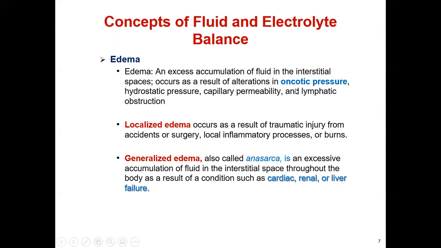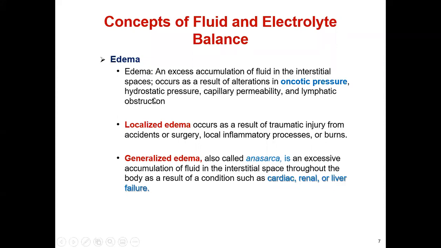What is oncotic pressure? Pressure because of protein. So the liver produces protein, and protein has a pressure which is called oncotic pressure. Imagine a patient has a chronic liver disease, cirrhosis, or carcinoma of the liver. The liver does not produce protein. Less protein, less oncotic pressure means alteration of the pressure, and edema develops, and it is called ascites.